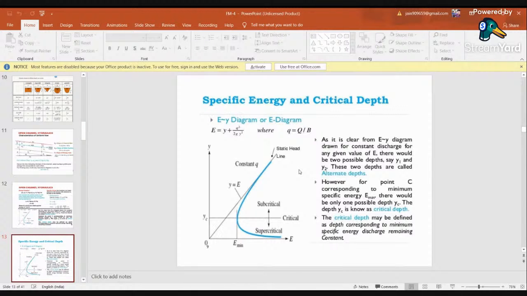Then when you plot the kinetic energy term, that is E equals q square by 2g y square, you will get a bigger parabola between the y and E axes. And when you plot E equals y plus q square by 2g y square, then you will get a curve which is shown by the blue line.